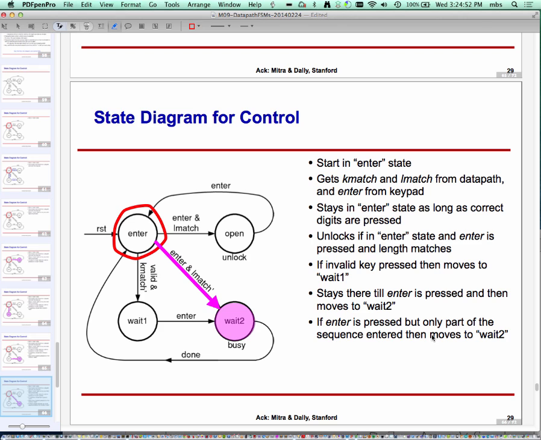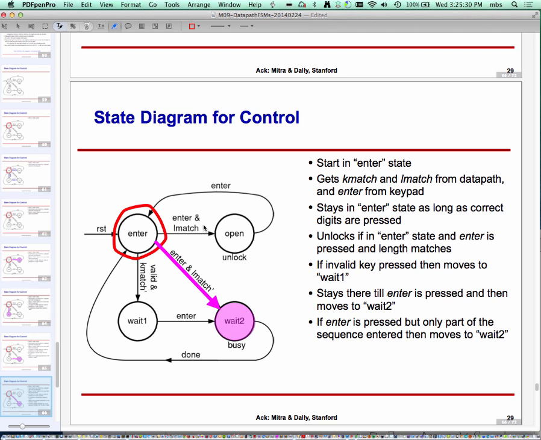So let's say my sequence was supposed to be length 7, and let's say it was 1, 2, 3, 4, 5, 6, 7, and I press 1, 2, 3, 4, enter. So 1, 2, 3, 4 was correct, so it was staying put in the enter state. But now when I press enter, the length match didn't happen. So I'm going to take this transition. The user pressed the enter, but the length match is not there. Then I'm going to go into this wait 2 state, and I'm going to wait there until the timer expires.